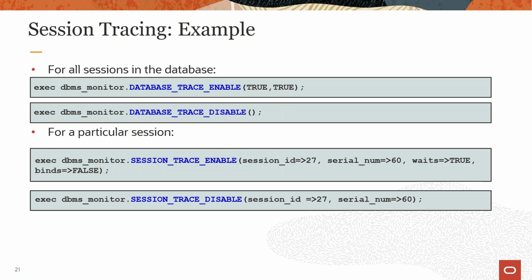Now, on one of the previous slides, we talked about session tracing, and we recommended to use the package dbms monitor. Now, you have the possibility to trace all the sessions in the database. We'll simply call the procedure database trace enable of that package dbms monitor. Now, I've shown you an example on how you can trace your own session, but the DBA also has the possibility to trace sessions from a distance.